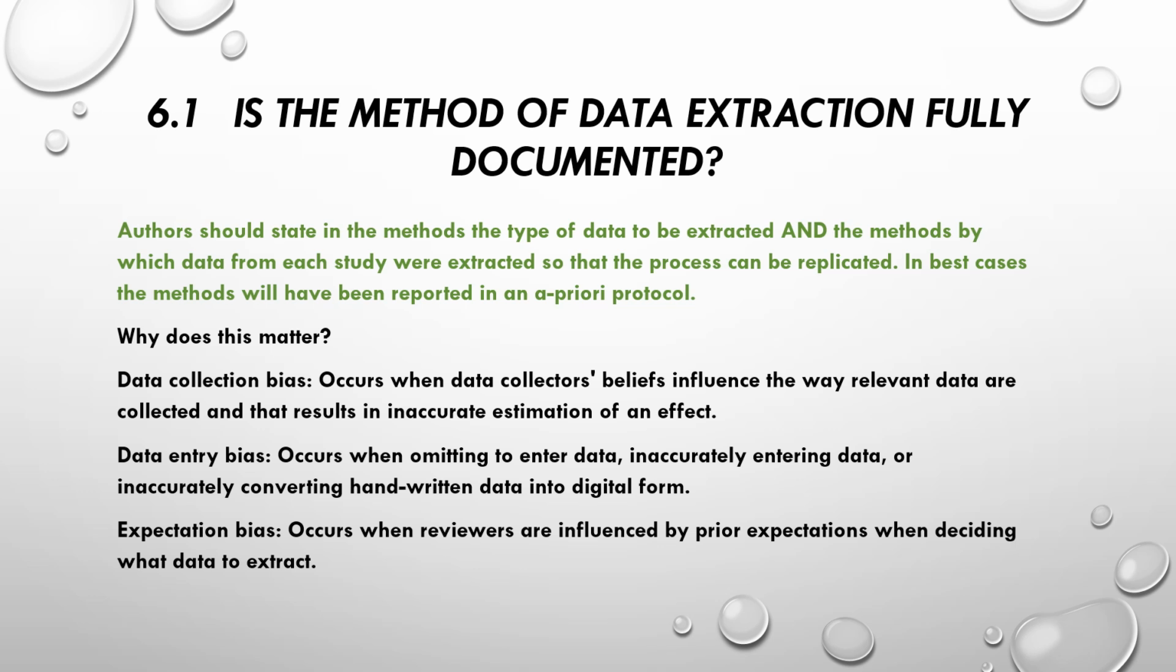Typically, extracted information from each study included in the review comprises such things as study aims, intervention details, study design, population characteristics, comparator details, and of course the results, for example, point estimates and measures of variance. Why does this matter? Well, there are several types of bias that are possible. For example, data collection bias occurs when a data collector's beliefs influence the way relevant data are collected and results in inaccurate estimates of an effect.